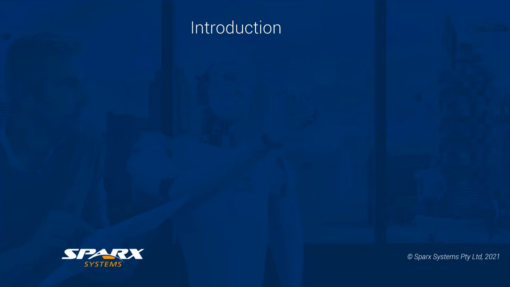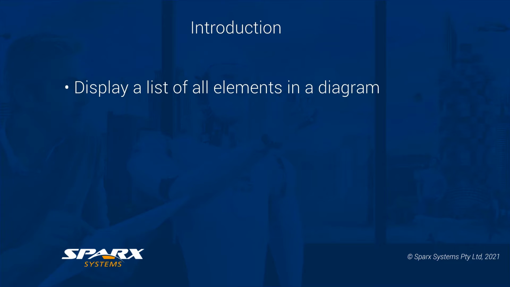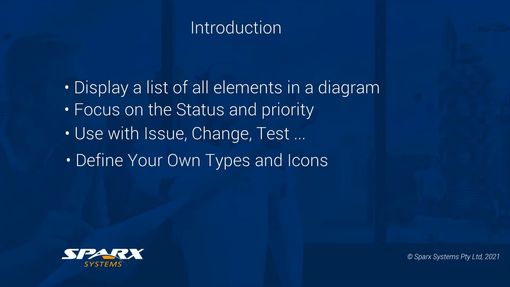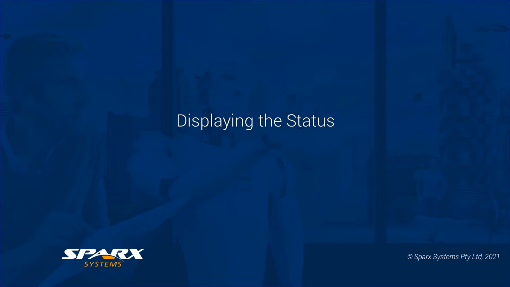The key points for this feature are the ability to display as a list all of the elements in a diagram, focus on the status and priority settings of each element. It can be used not only for requirements but also for maintenance elements. And finally, the ability to add your own priority and status types and icons to the model, all to drive your model and design. Let's now look at the basic structure.